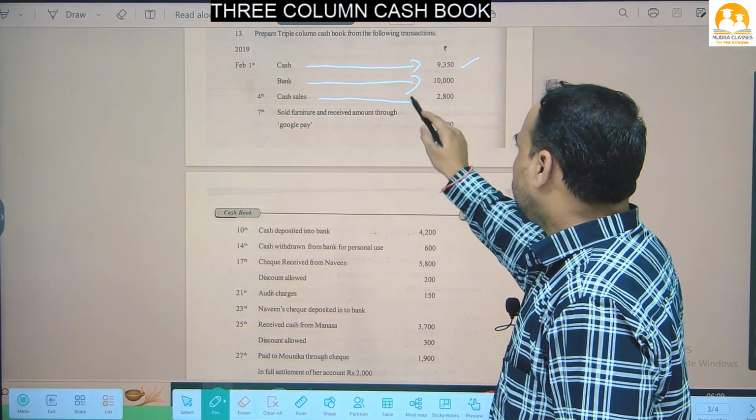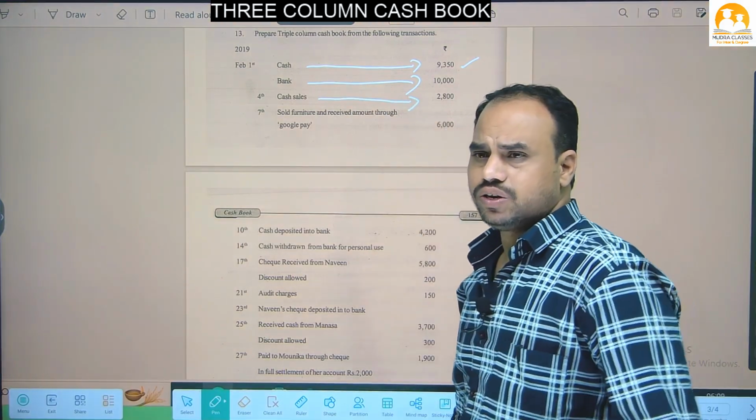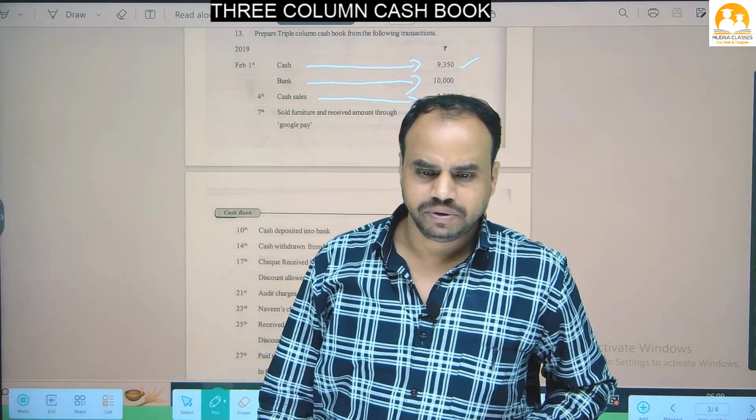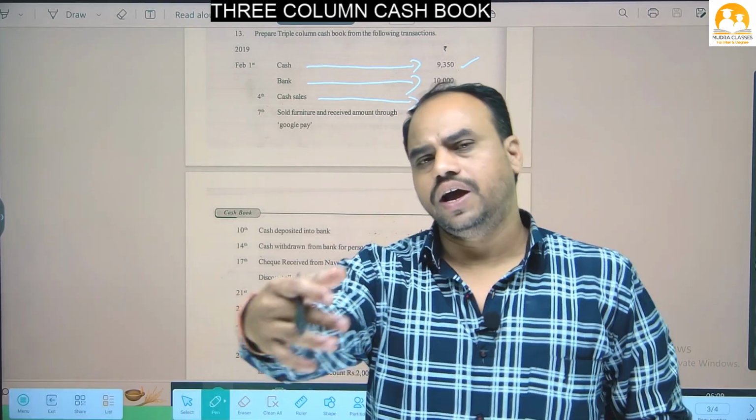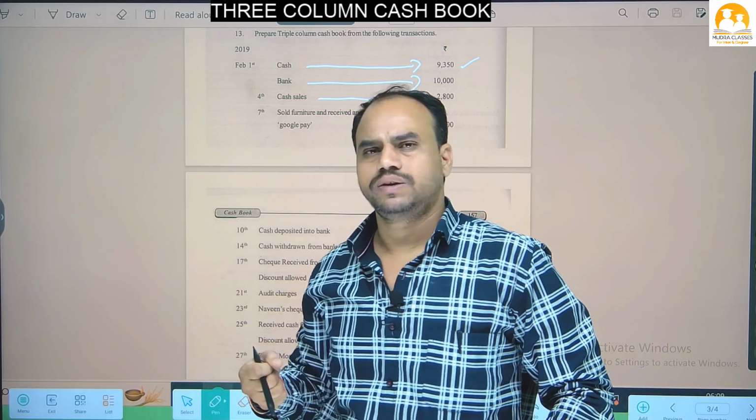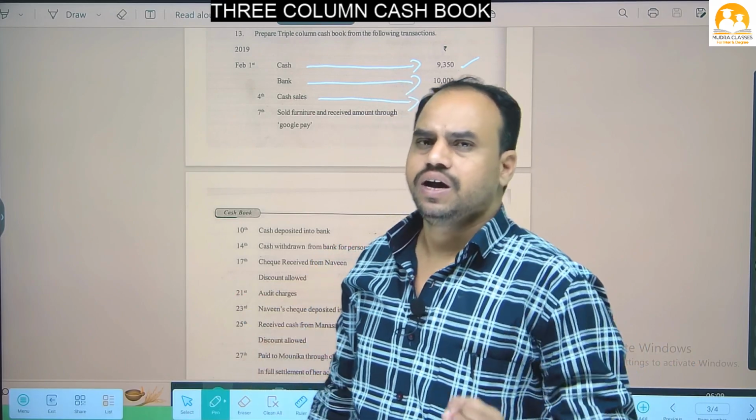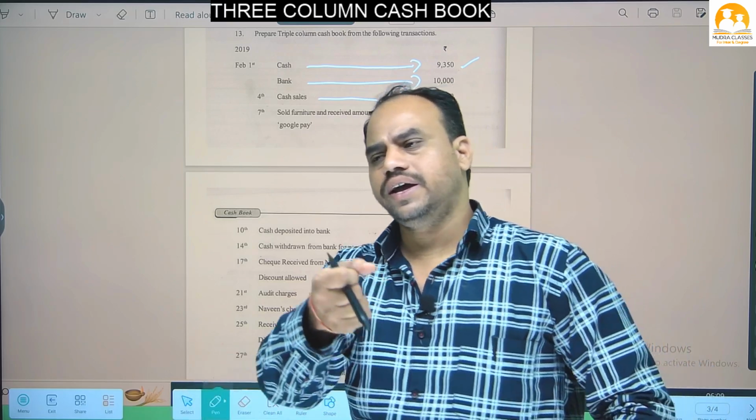Cash sales given. Next transaction cash sales. What is the meaning of cash sales? In business I sold goods and in return I received cash. What is the meaning of cash sale beta? In business I sold goods and in return I received cash.